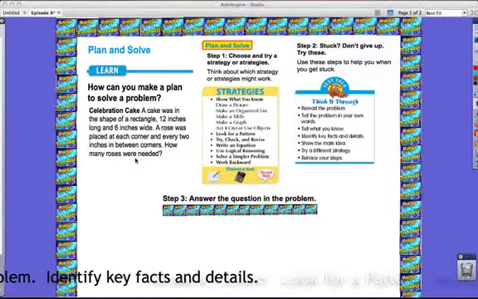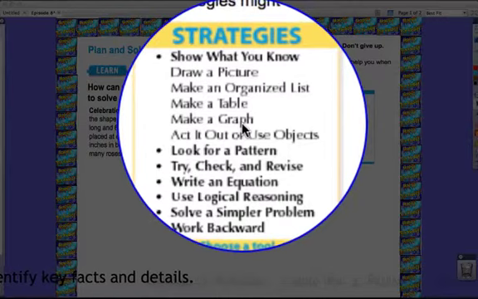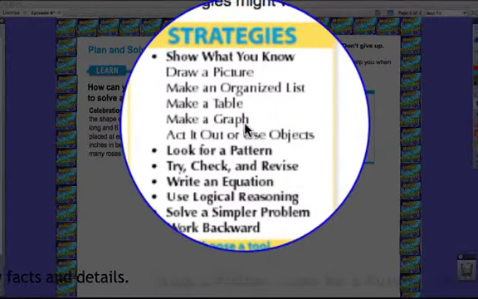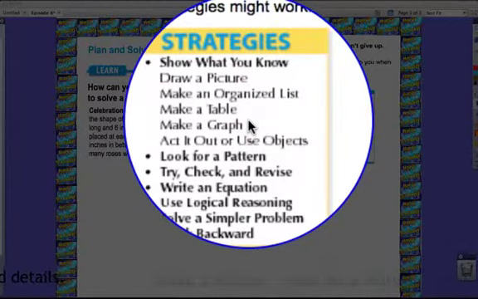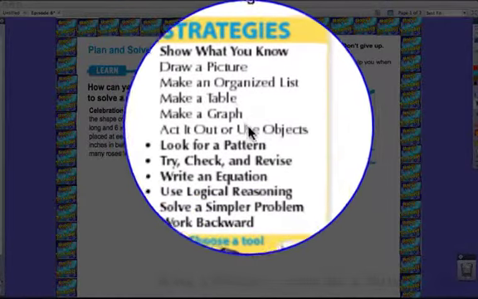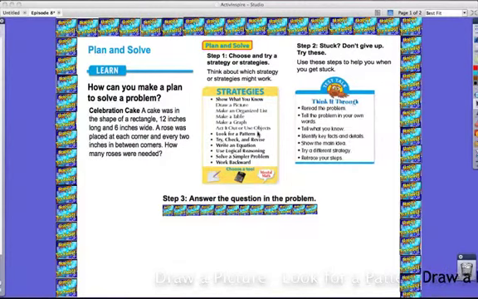Good question. If I come back over here to my strategies and look down the choices, draw a picture, make an organized list, make a table, make a graph, and everything in between, I would probably want to use this strategy: draw a picture, or some combination of using objects. Because a cake that's a rectangle is a shape, and drawing a picture definitely lends itself to solving this type of problem. So let's give this a try.